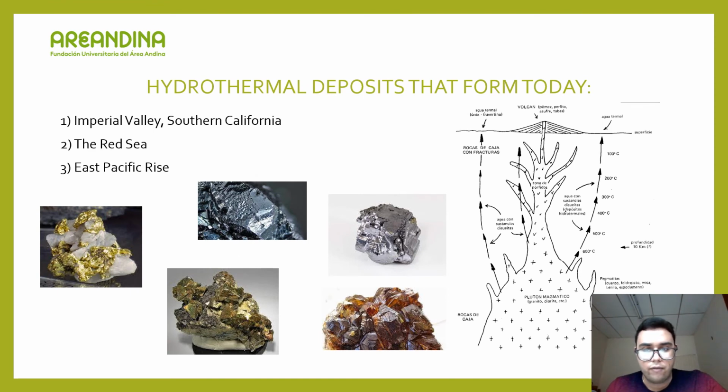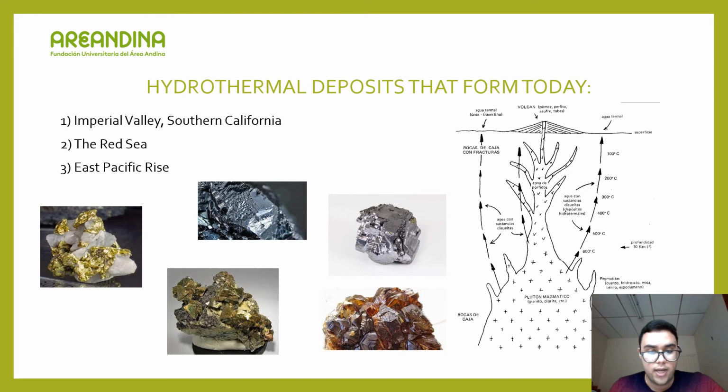Hydrothermal deposits forming today. In this example, you can see three: the Imperial Valley in Southern California, the Red Sea, and the East Pacific Rise. The Imperial Valley, Southern California, in 1962, was the first unequivocal evidence that mineral deposits can form from hydrothermal fluids.